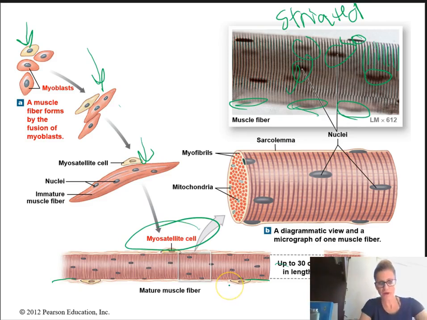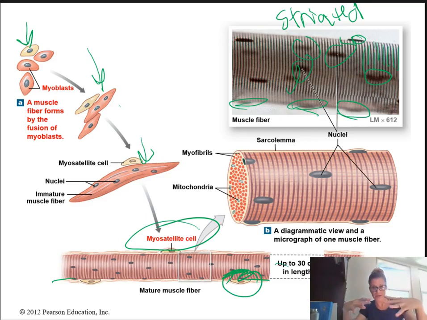So say I work out really hard and I damage this area of my muscle right here. I tear some of the proteins. This myosatellite cell will divide, and one will stay there so that we still have that myosatellite cell. But the extra cell that we made will just fuse into the muscle fiber, and it'll just add those proteins there to fix the area that was damaged.